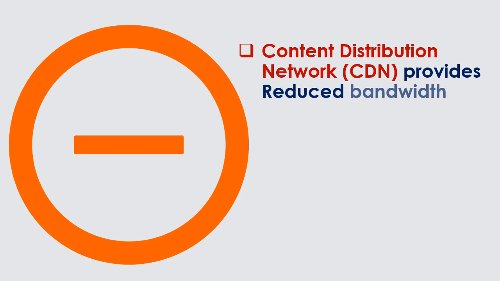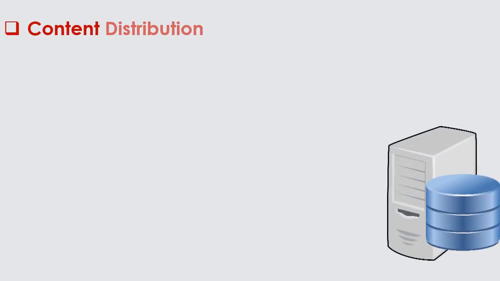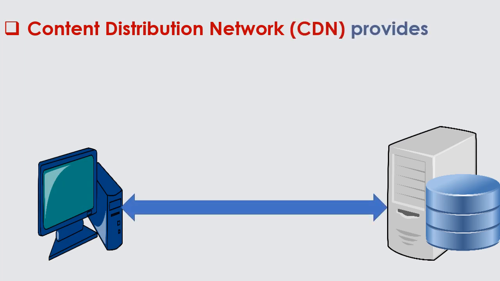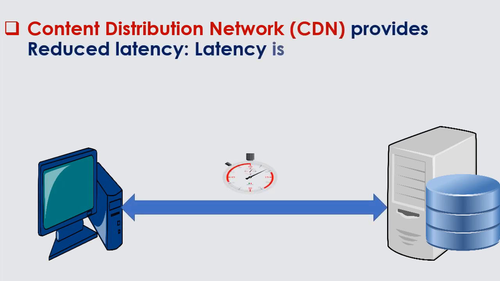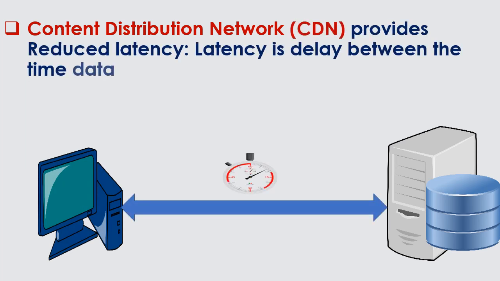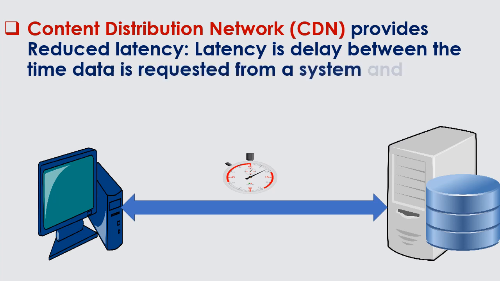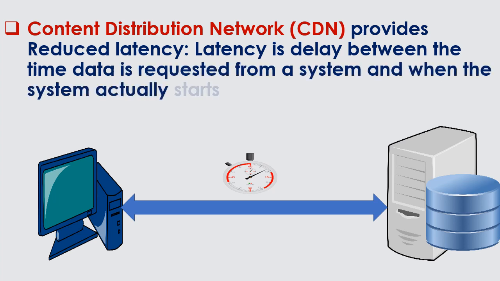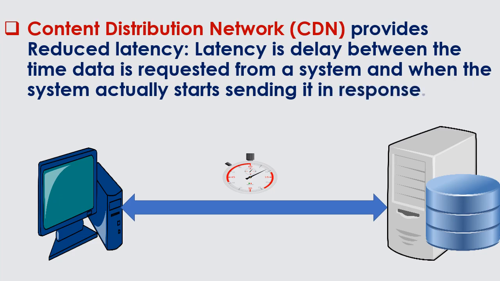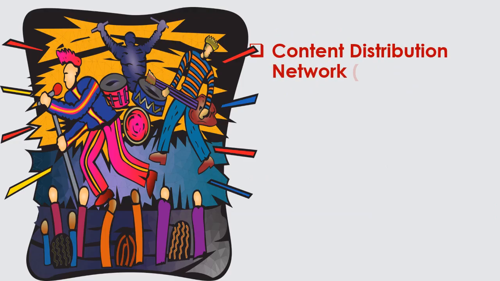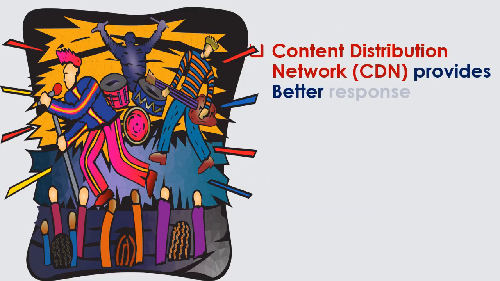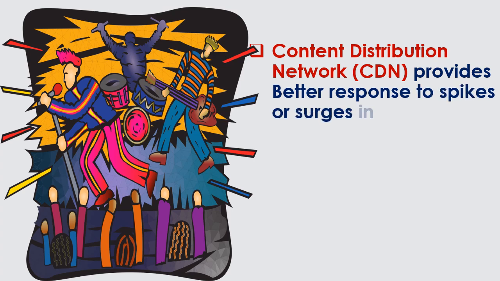A CDN provides reduced bandwidth consumption. It provides reduced latency. Latency is the delay between the time data is requested from a system and when the system actually starts sending it in response. A CDN provides better response to spikes or surges in traffic.